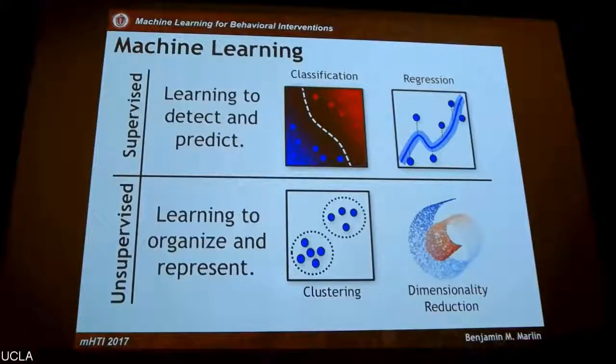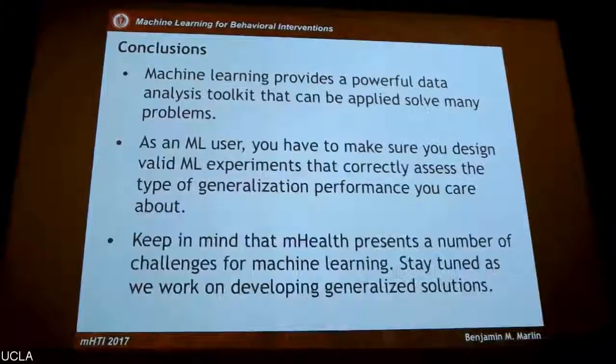There's all kinds of stuff here. So, conclusions. There's a lot of stuff in the machine learning toolkit. We went a deep dive in one of them. As an ML user, you have to make sure that you design valid ML experiments. That's the most important piece, so that you can correctly assess the generalization performance of the methods you're using.